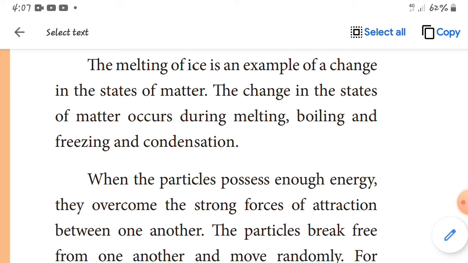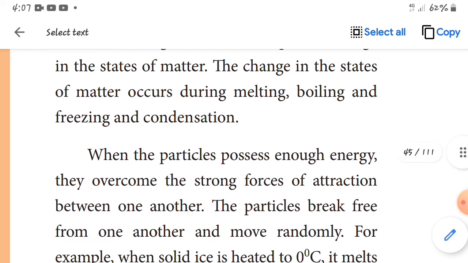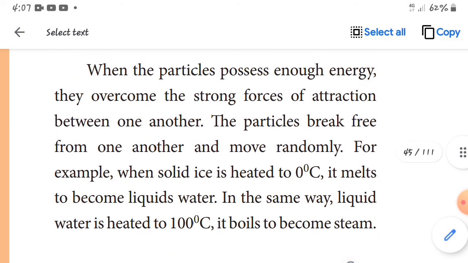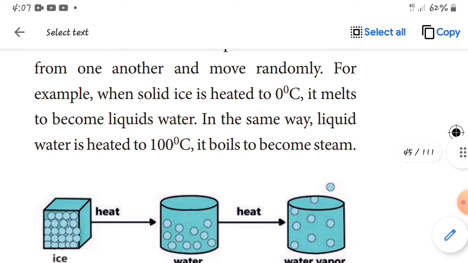Already you know, the change in the states of matter occurs during melting, boiling, freezing and condensation. Some particles possess enough energy, that means above 100 degrees Celsius they overcome the strong forces of attraction between one another. That is the main thing children. The particles break free from one another and move randomly. When solid ice is heated at 0 degrees Celsius, melting occurs and we get liquid water. In the same way, when liquid water is heated above 100 degrees Celsius, it boils to become steam.